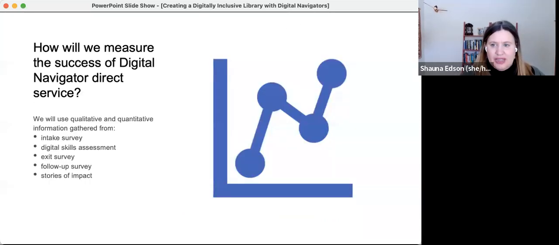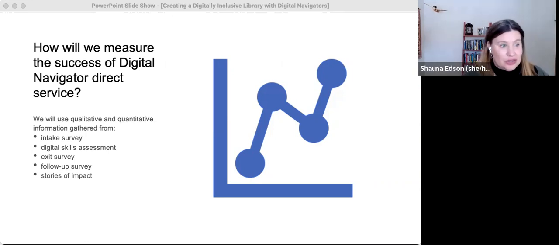So we did that through a combination of qualitative and quantitative information we gathered. And you can find these surveys all linked both in the Digital Navigator Toolkit as well as the National Digital Inclusion Alliance webpage. So when somebody called in, the first thing we did was we walked them through an intake survey, which asked some basic questions around the type of support that individual was looking for, as well as for them to state their digital access goal.